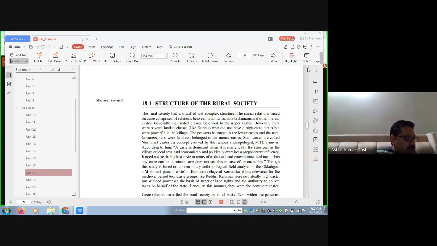So in this way, we see that a decent social structure was coming up in South India during the medieval period we are discussing. Then what were the functions and powers of the village community? It is another important thing that we may discuss. We have discussed the importance of the village community, but not its functions and powers. I hope you have read it, and if you have any question on this, you may ask me.